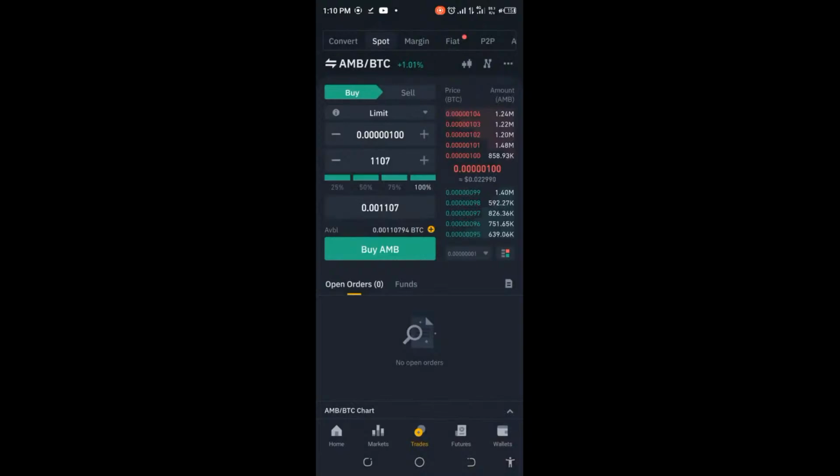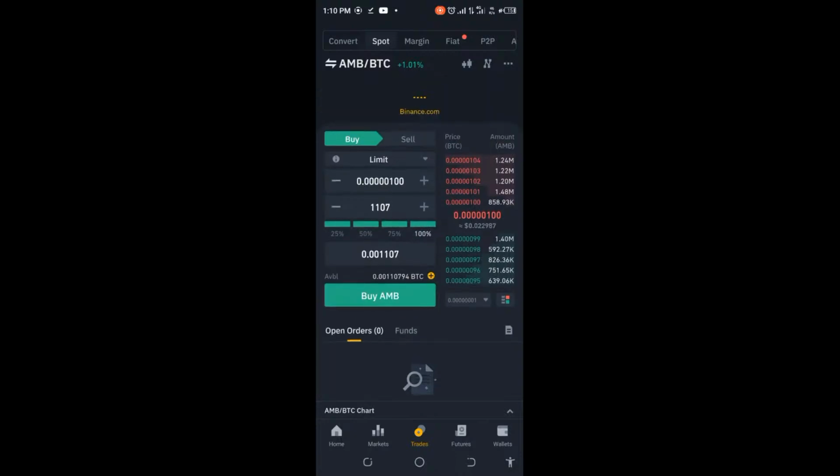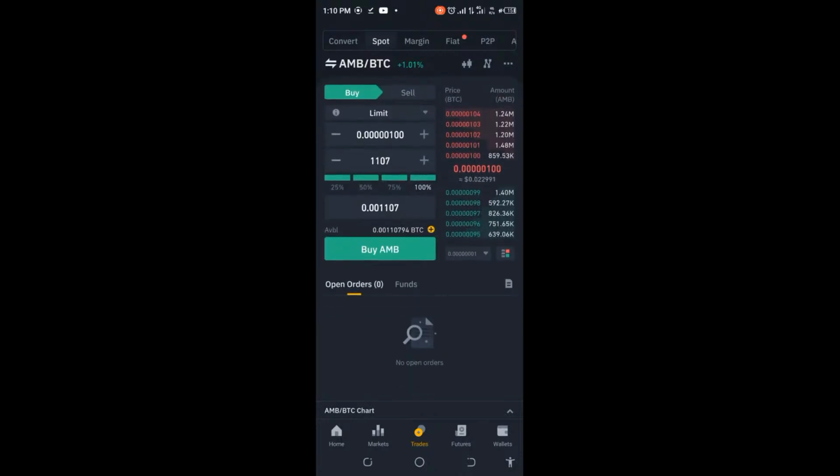Okay, so what we have here is 1107. Let's make sure that we get that completely. Okay, and then we just buy that, and let's see that everything is going on fine, and we purchase. Perfect. So that is done. Next thing now is that we have to send this over to KuCoin.